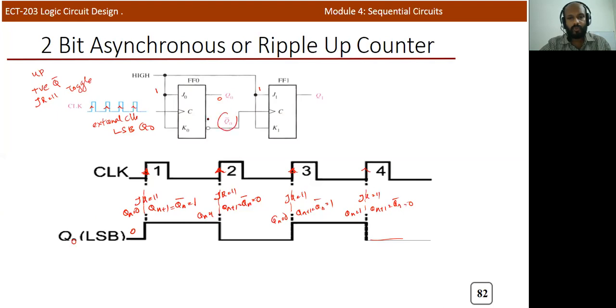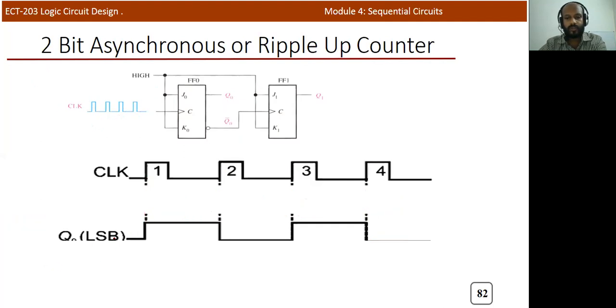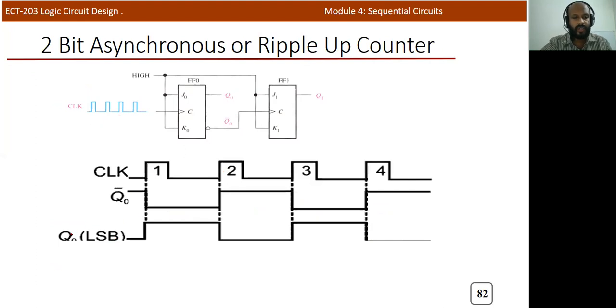What will be Q bar? If you know Q0, Q bar will simply be the opposite of this particular wave. So Q bar will be like this. If Q0 is 0, it will be 1, and if it is 1, it will be 0. If it is 0, it will be 1: 1, 0, 0, 1. It's just the opposite of Q0. Now we need to identify Q1.